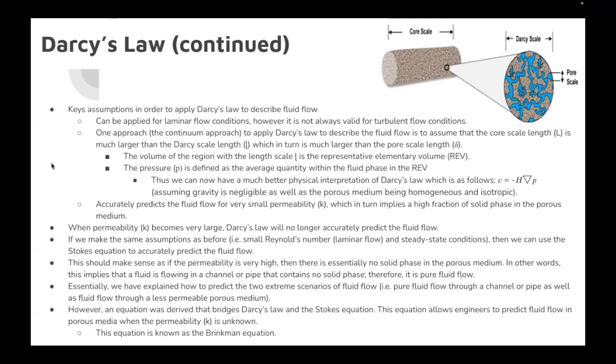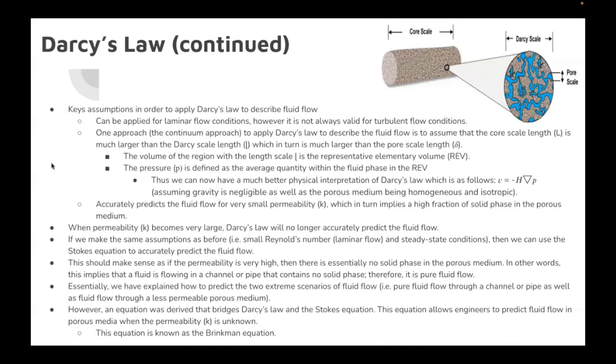Now, when the opposite is true, when K becomes very large, Darcy's law will no longer accurately predict the fluid flow. If we make the same assumptions as before, small Reynolds number, which implies laminar flow and steady state conditions, then we can use the Stokes equation to accurately predict the fluid flow. This should make sense, as if the permeability is very high, then there's essentially no solid phase in the porous medium. In other words, this implies that a fluid is flowing in a channel or a pipe that contains no solid phase. Therefore, it is pure fluid flow.